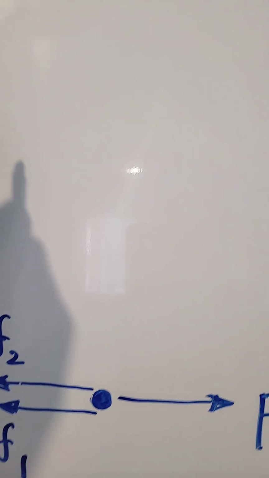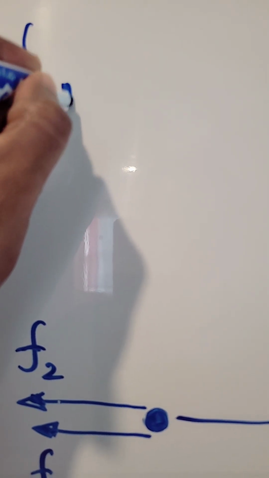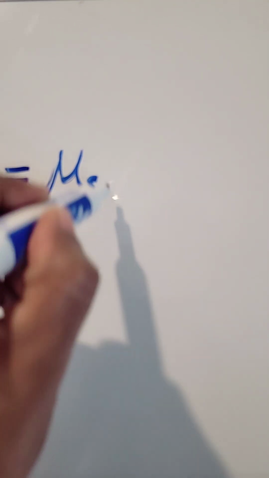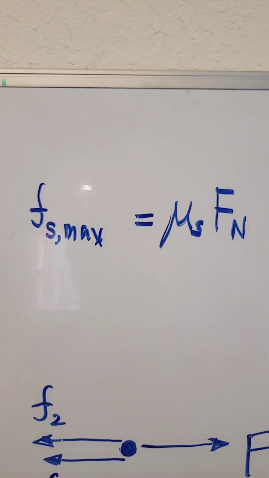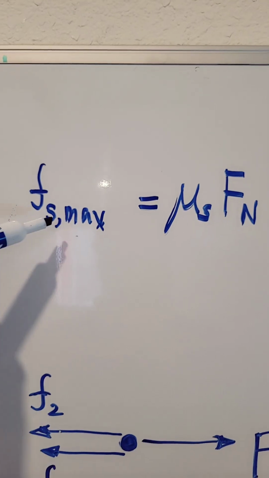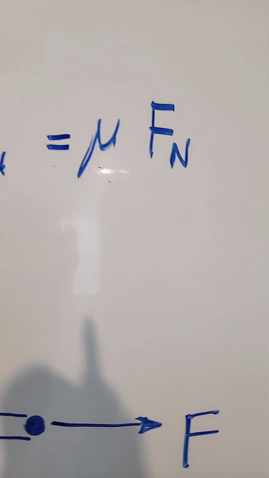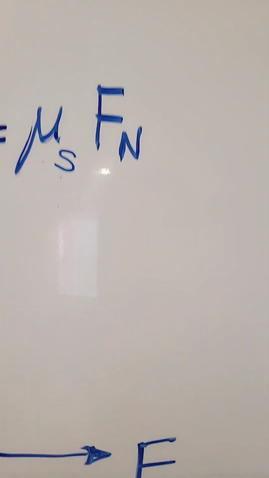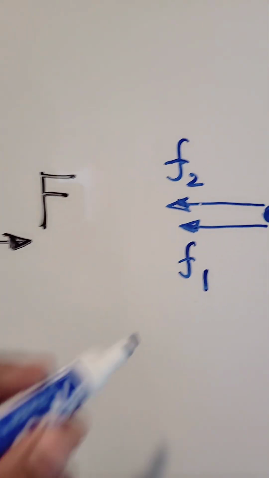You should remember the static friction force, or basically the maximum value of the static friction force, can be written as mu s times the normal force. This is a well-known equation in friction. The maximum value of the static friction force is equal to mu s, that's a Greek letter mu, and then s, that's a subscript, times the normal force. So let's use that to figure out F1 and F2.